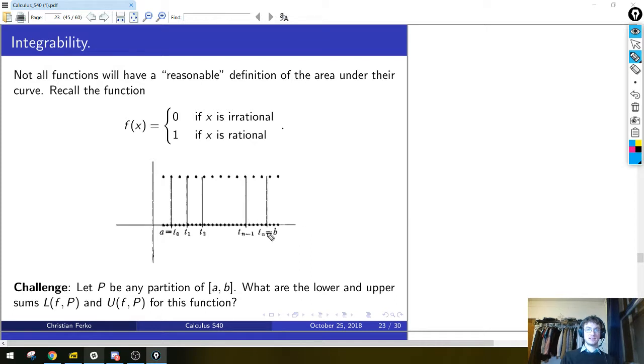And now I'm going to ask you a question. Suppose I want to find those lower and upper sums that we just talked about. So I'm going to say there's any partition, point a, which is t0, then t1, t2, up to tn minus 1. And I'm going to try to write down the lower and upper sums in that partition for this weird function which oscillates. So take a minute to think about it if you want, but what first will be the lower sum for this guy?